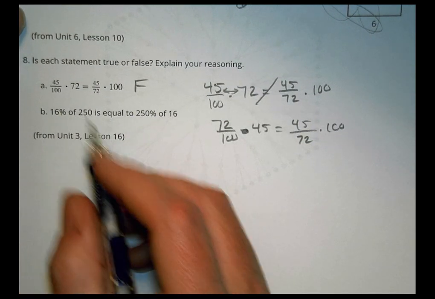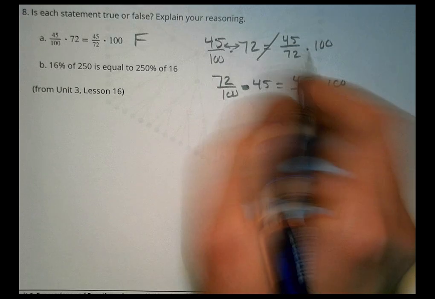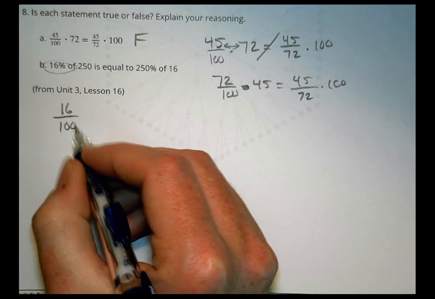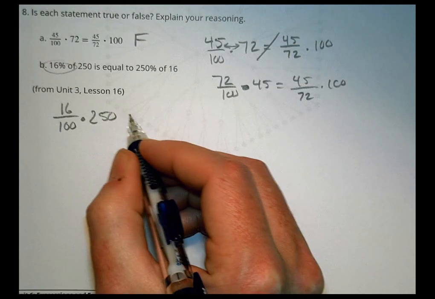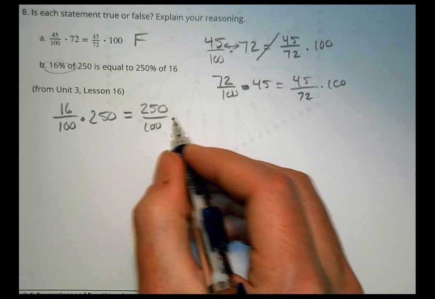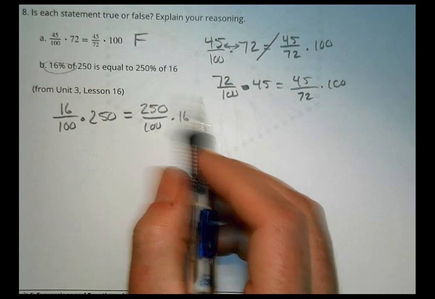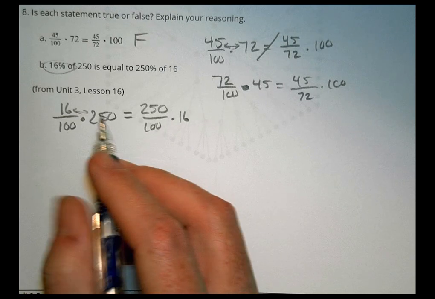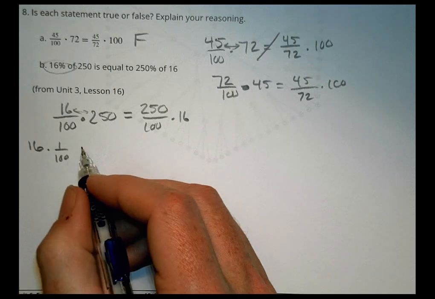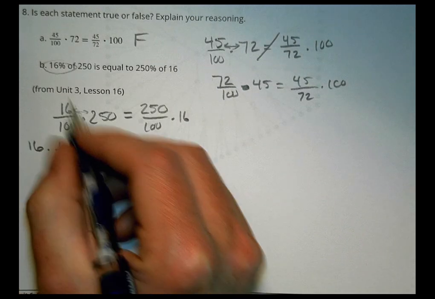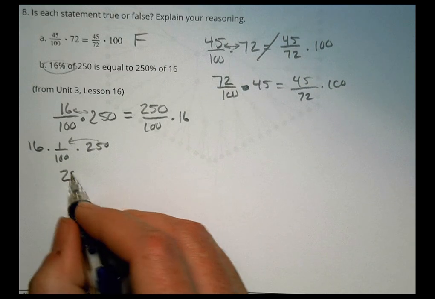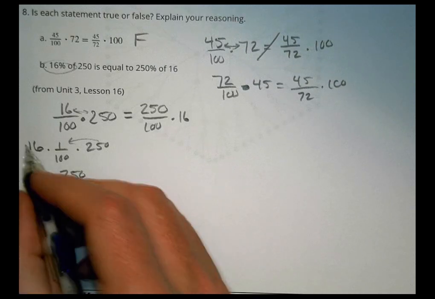How about this one? This one's interesting to look at because of what didn't happen here. 16% of 250 means 16 out of 100 times 250 is equal to 250%. Well, that's 250 out of 100 times 16. Now because it's multiplication, I can move these things around a little bit. I can rewrite this as, I think of this as 16 times 1 over 100 times 250, if I break apart that one. Now if I shuffle stuff around, I could put the 250 on top of the 100 and write 250 over 100 times the 16.